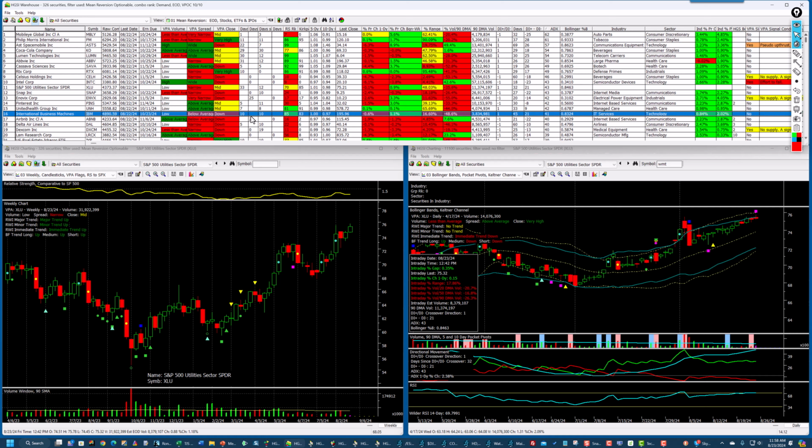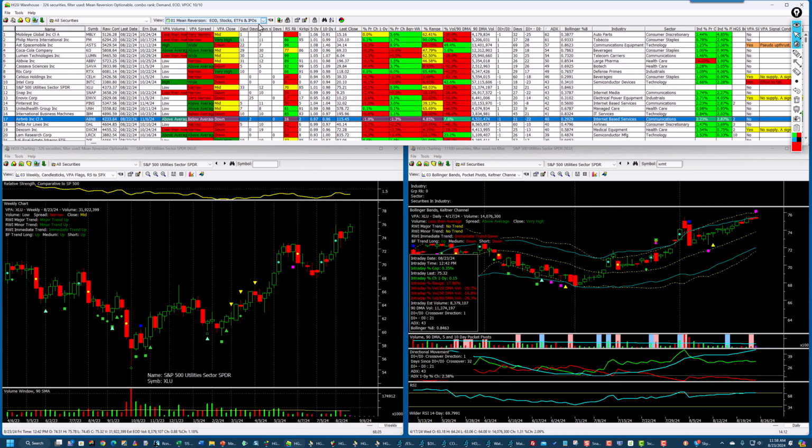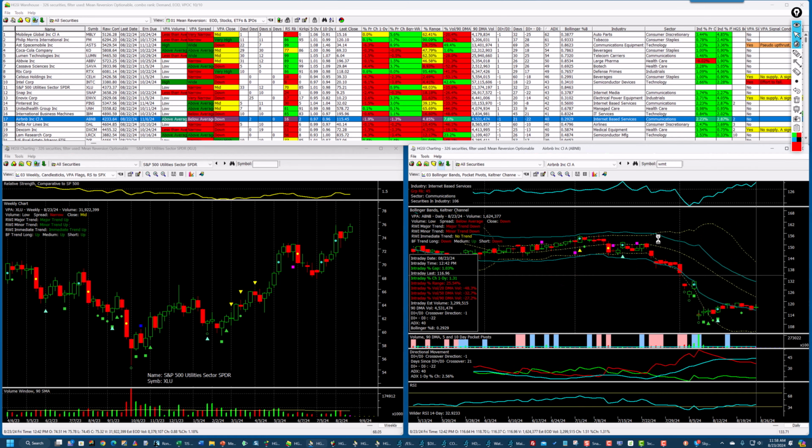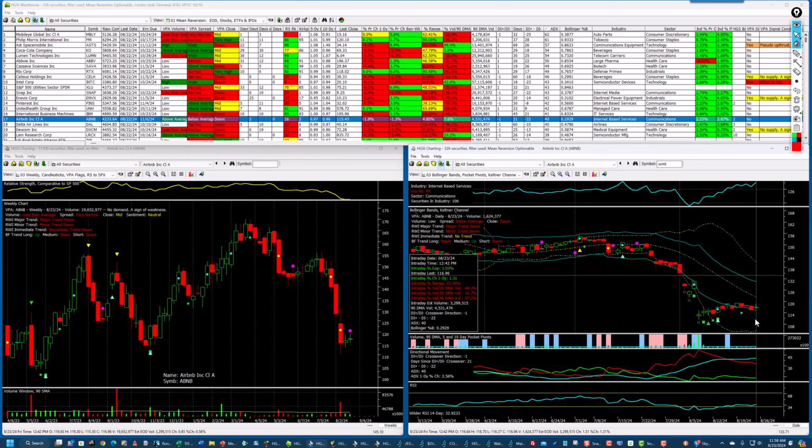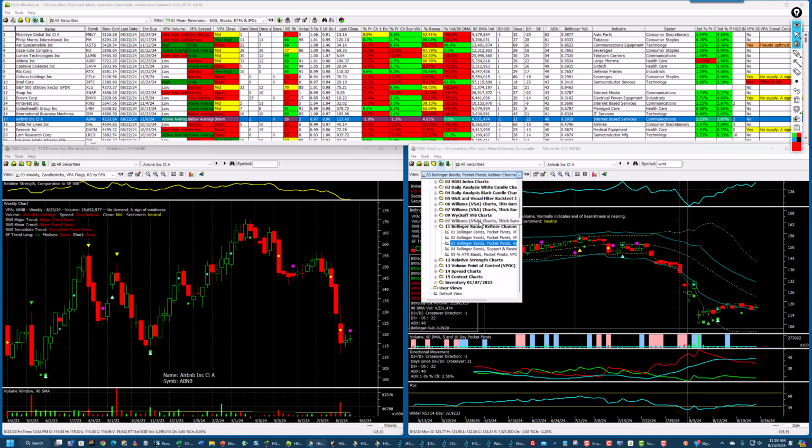Now let's go down here. Let's look at Airbnb. You can see that 3 days ago the 3 went down through the 6. Yesterday the volume point of control went negative. I'll bring up this stock, and you can see that this stock has been pretty hammered. It dropped outside the Bollinger Bands, and then it's held steady and come inside, but the 3-6 crossover is negative.